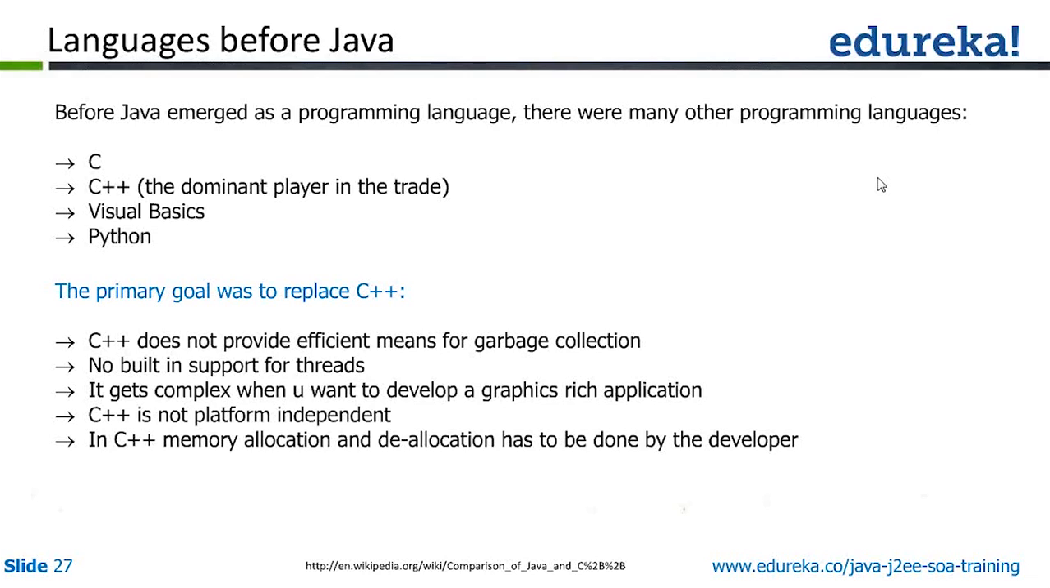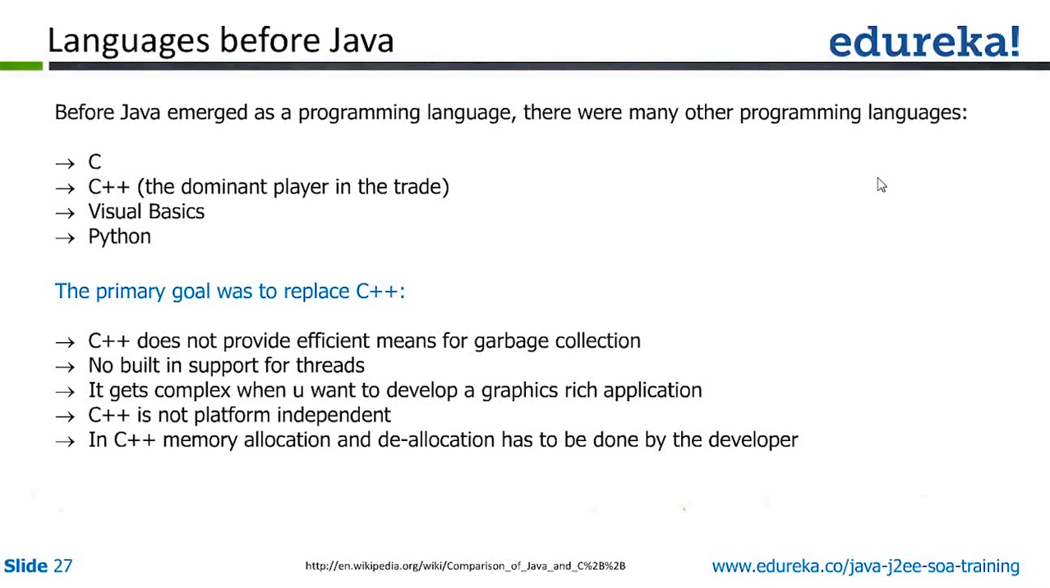Java came up, I won't say to replace C++, but as an alternative to C++, with a different outlook. So you'll find many language constructs are the same, but there's a certain outlook that Java has where C++ differs. One is that C++ does not provide efficient garbage collection. So this is all part of memory management.